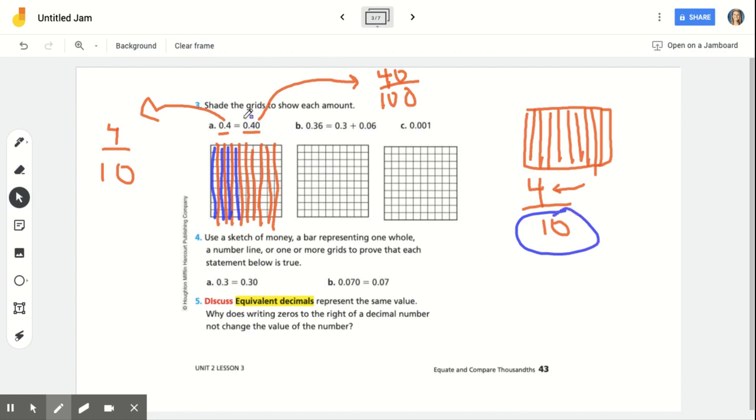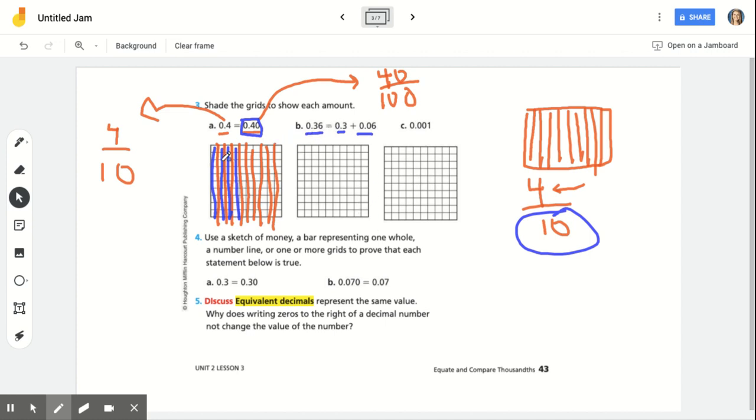And is this true? Did we also represent 40 hundredths? Quickly count them out. Yeah, there's 10 here, so that's 10 pieces, 20, 30, 40 pieces. Different decimals, they are equivalent though, and we just proved it in this grid. Let's keep proving on this one. For B, 36 hundredths is equal to 3/10 plus 6 hundredths.